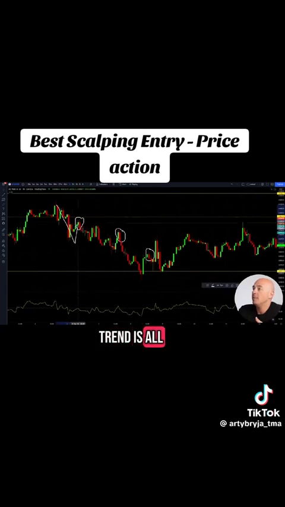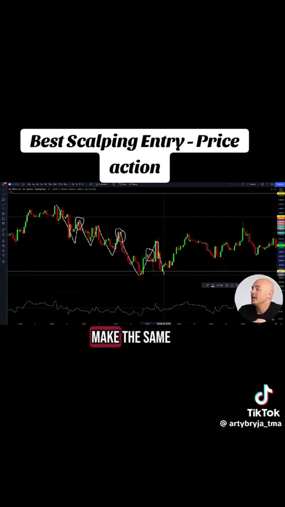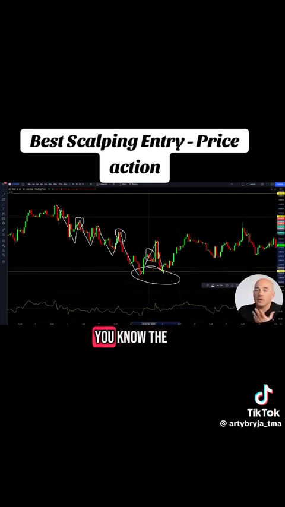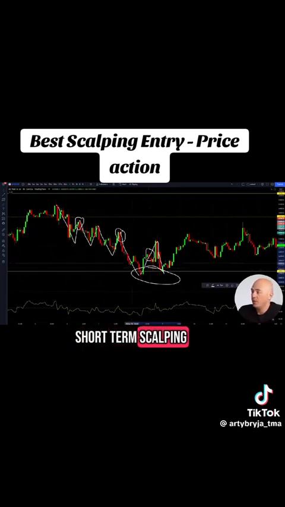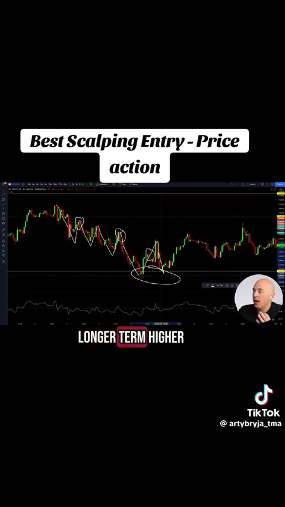A trend is all about lower highs and lower lows, or vice versa. Then once you make the same low on a double bottom, you know the trend is weakening and you should be looking for the price to go the other way. Short-term scalping with the trend, longer-term higher stop loss trades against the trend. Or if you're like me and you don't like to do long-term trades, you just wait for a nice strong trend to form again, and then you scalp that trend along the way.